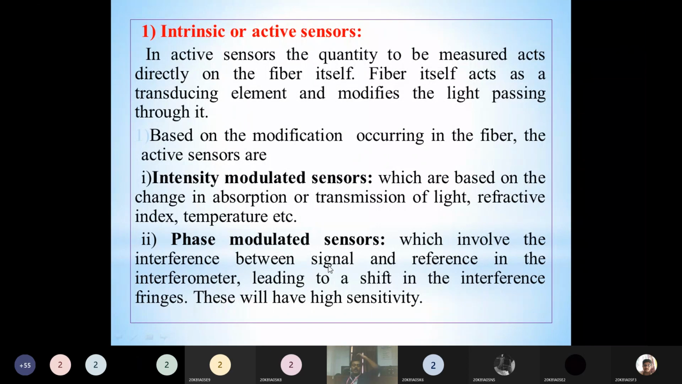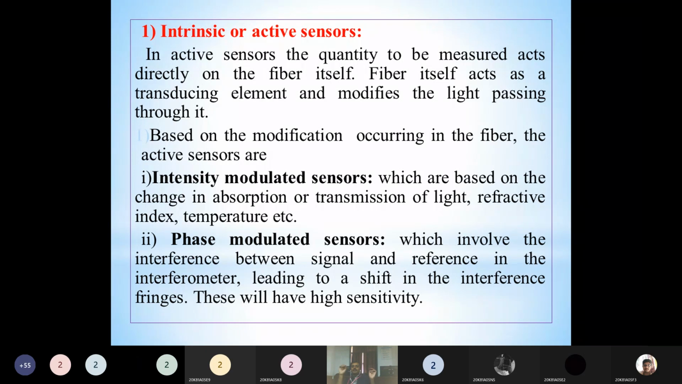Phase modulated sensors: now we place the optical fiber inside some other material. Suppose any pressure or forces are there, there is a chance to bend the optical fiber due to that pressure.